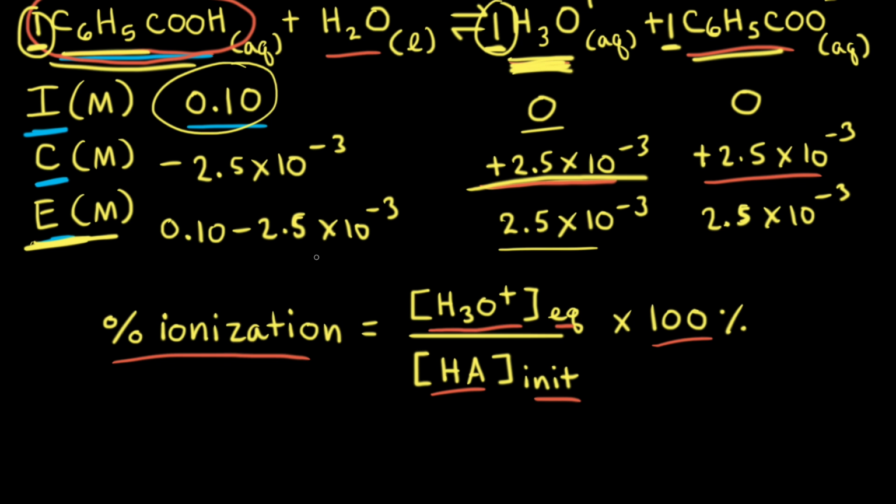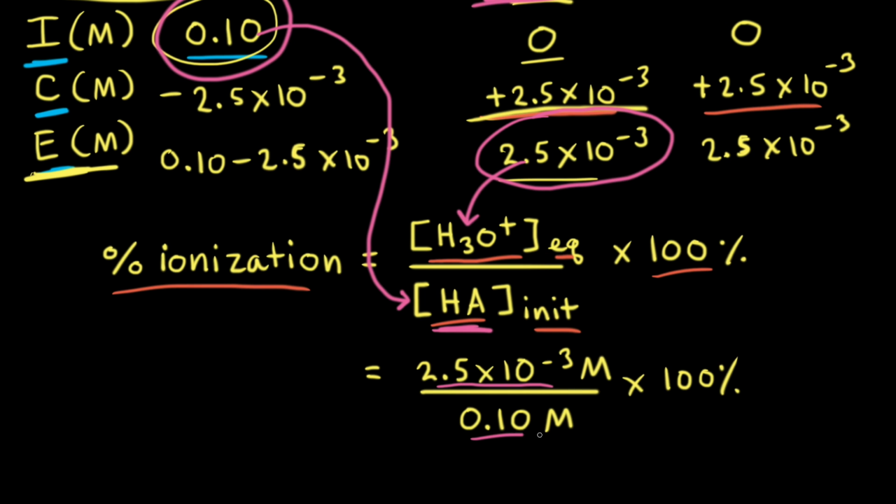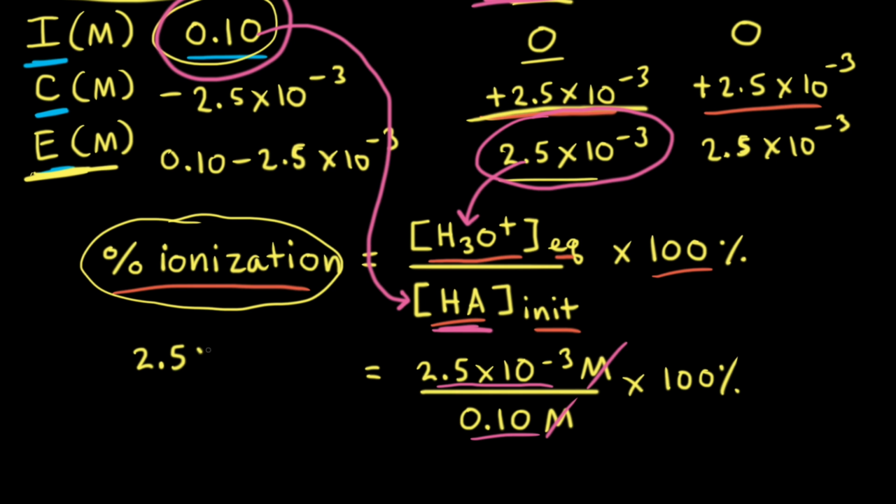So looking at our ICE table for our benzoic acid problem, the equilibrium concentration of hydronium ions was 2.5 times 10 to the negative third molar, and the initial concentration of our acid was 0.10 molar. So we can plug those into our equation. So we plug in our concentrations and molar cancels, and we find for the final answer the percent ionization of benzoic acid is equal to 2.5%.